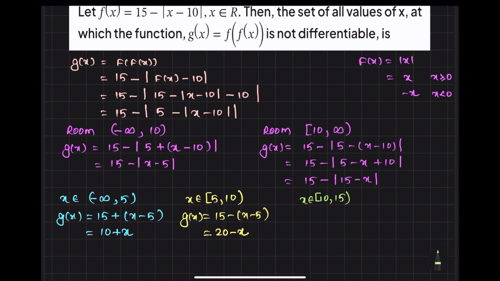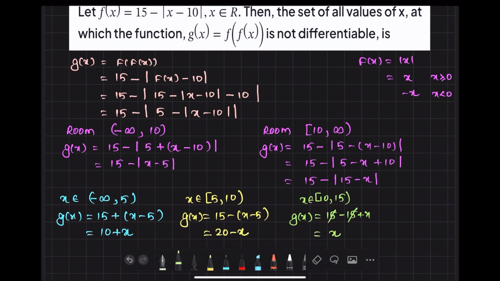So it will open with a positive sign. So we will have g of x equal to 15 minus 15 plus x. This thing is gone, so it is x. Then we have the next room.